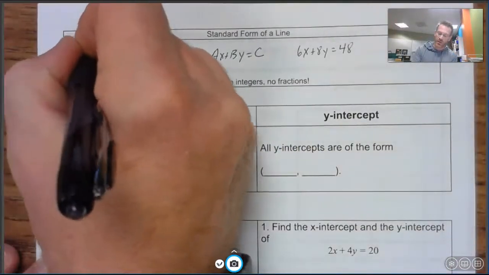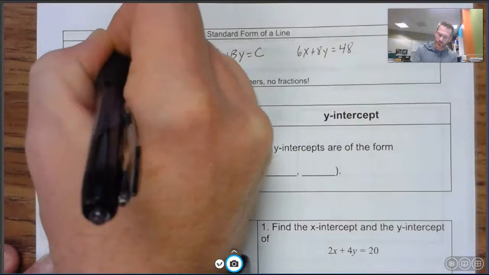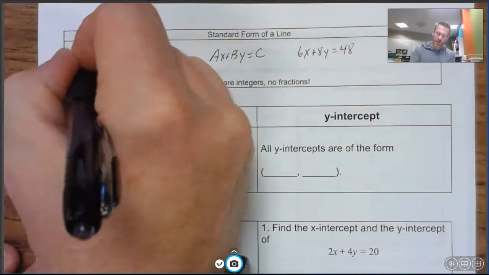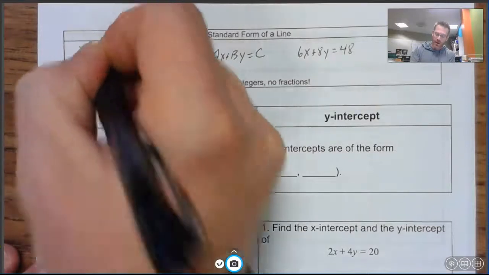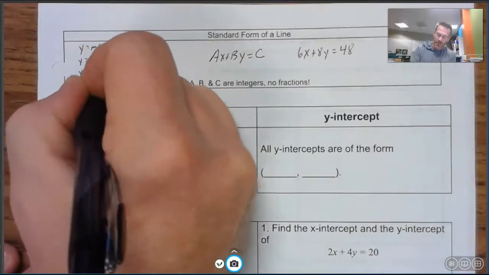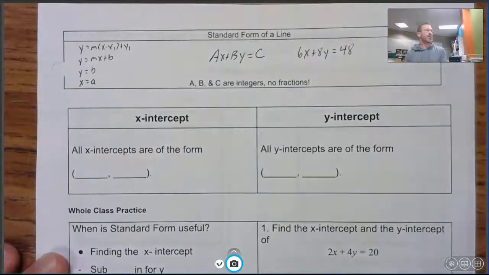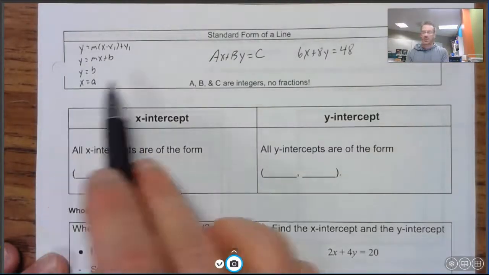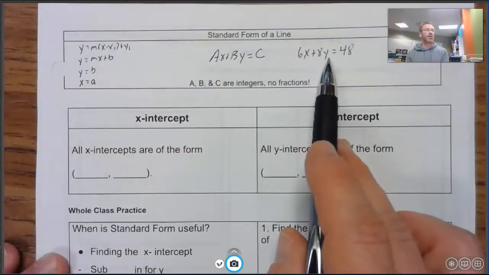So if we think about point slope form, it's y equals. If we think about slope intercept form, it's y equals. A horizontal line is y equals, and then an x equals is our vertical line. So notice for all the other forms of a line that we've talked about, it's either been y equals or x equals. Okay, so this is the only time we have the x and the y on the same side.